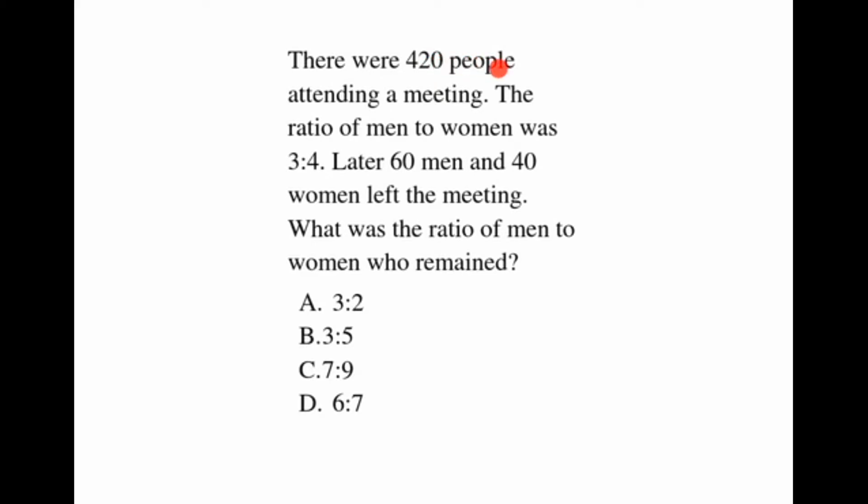There were 420 people attending a meeting. The ratio of men to women was 3:4. Later, 60 men and 40 women left the meeting. What was the ratio of men to women who remained? Solution. We are told that there were 420 people in our meeting and they were in the ratio 3:4, men to women. Then we are told that later 60 men and 40 women left the meeting. Then we are asked what was the ratio of men to women who remained. Therefore, we can proceed from there.